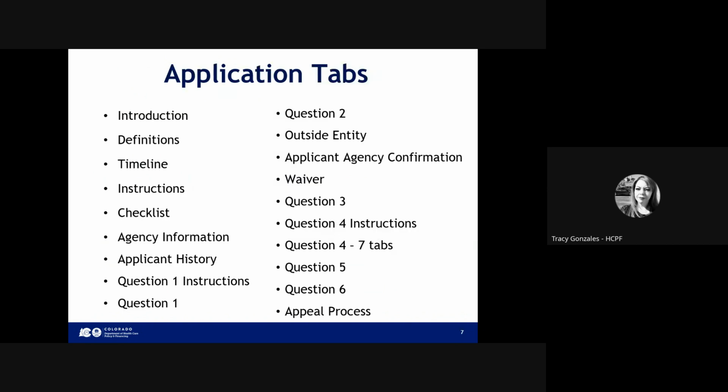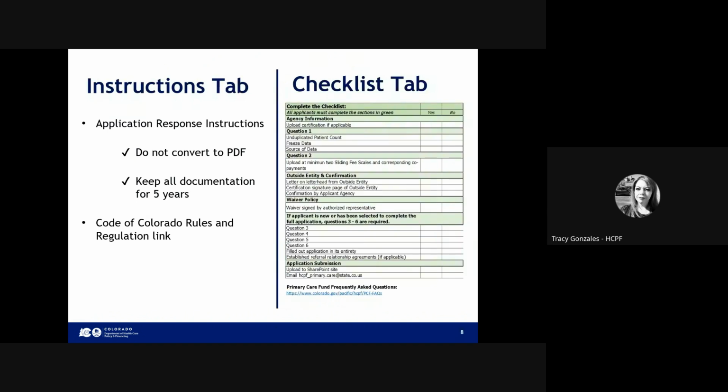There are multiple tabs within the application workbook. We won't be going over each and every one of the tabs today, but we will be touching base on the majority of them. Let's start with the instructions and the checklist tab. The instruction tab has the application response instructions. As a reminder, please do not convert the workbook to a PDF. Please leave it in its Excel format.